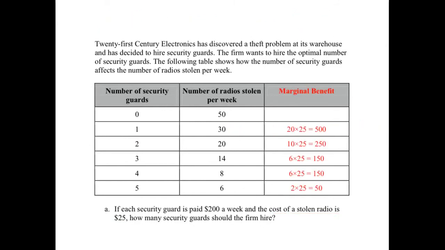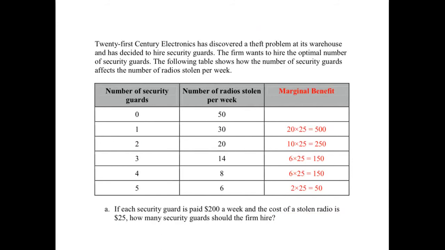To save time, I went ahead and computed the marginal benefit for each security guard. You'll see that the marginal benefit falls: 500, 250, 150, 150, 50. That's because as we hire more and more security guards, maybe they get in each other's way, maybe they shirk on the job. Maybe they're spending too much time talking to one another and not guarding radios as they should. So the number of stolen radios falls, but at a decreasing rate.